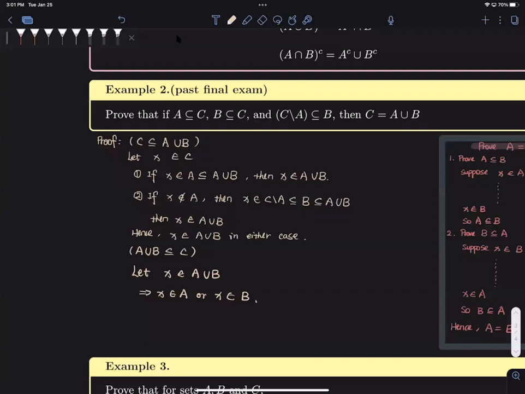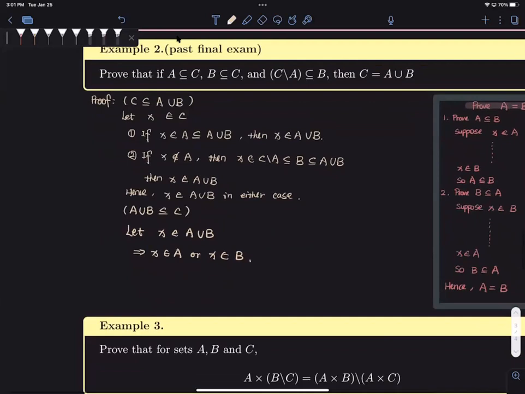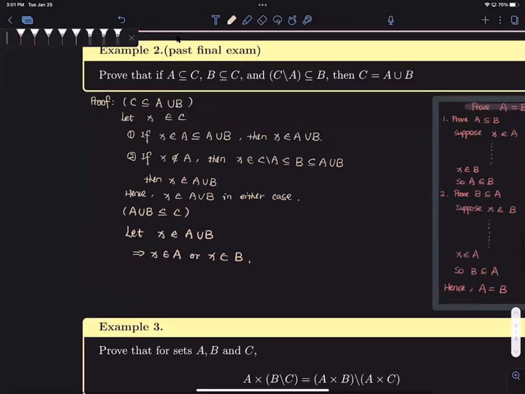Anyone? A and B are in C, not in C, they are a subset of C. Okay, so since, because E means element, since A and B are subsets of C, by definition of subsets, X is also in C. And you're done.